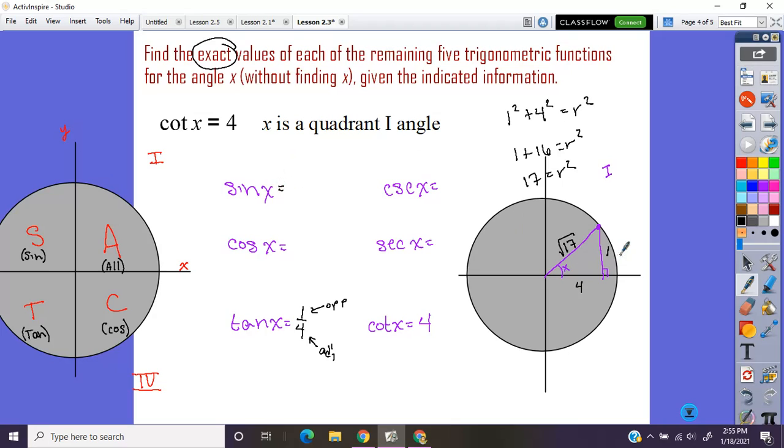Sine being opposite over hypotenuse. So it's 1 over square root 17, which means cosecant's the reciprocal, or square root 17 over 1, which I don't have to put the over 1, so it's just square root 17. Cosine is adjacent over hypotenuse, or 4 over square root 17. Secant is the reciprocal of that, so square root 17 over 4. Hey, look, you found them all.